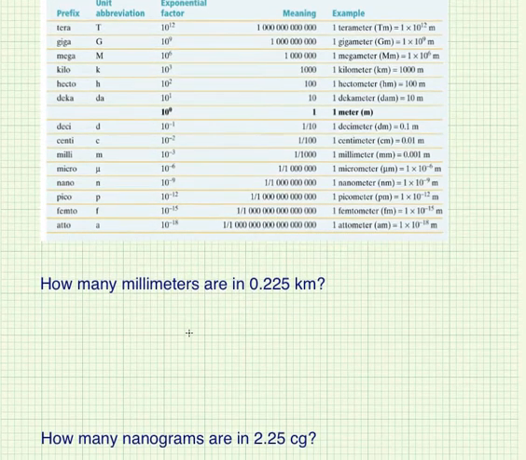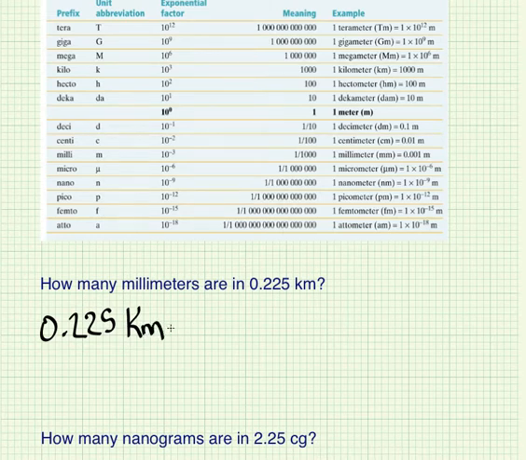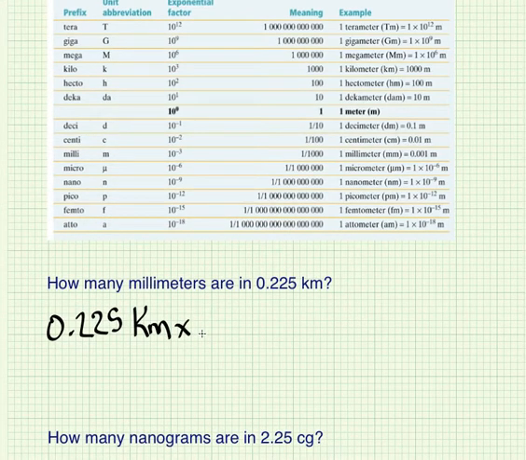So now we want to go from kilometers into millimeters. Whenever you see this, where you have a metric prefix here, and another metric prefix there, that's going to require 2 conversions. So we're going to start with what we're given, and we're given 0.225 kilometers. All right, so we're going to set up our ratio like so. Kilometers is going to go down here. And according to this chart, there's 1,000 meters in 1 kilometer.